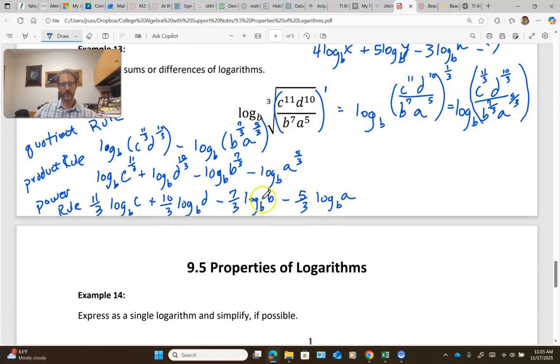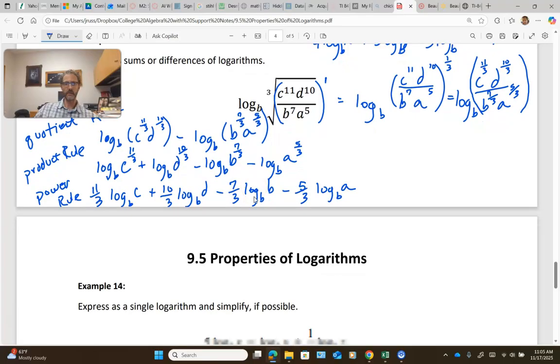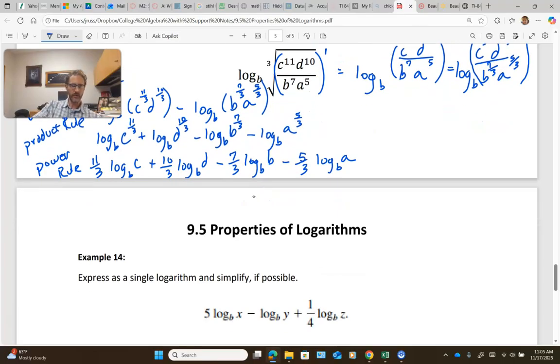And then your last step would just be to replace log base b of b with 1. And so this third logarithm here will turn into negative 7/3 times 1, which is just negative 7/3. So we'll end up with a final answer. I guess I'll just rewrite all this again. That would just become 7/3, and then finally minus the 5/3 times log base b of a.